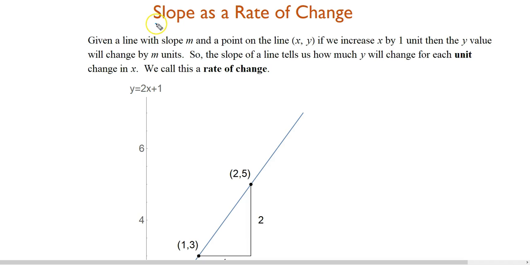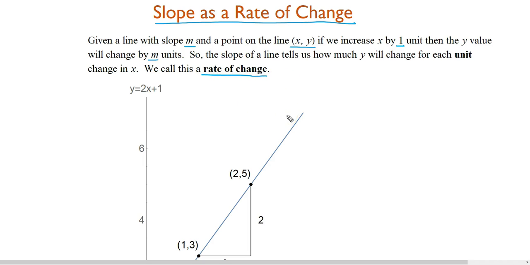Now let's review the slope as being a rate of change. We mentioned this earlier, so we're just going to look at one example here. If we're given a line with a slope m, and suppose we're sitting at a point (x, y) on that line, then if we increase x by 1 unit, the y value will change by m units, whatever the slope is equal to. So we interpret the slope as telling us how much y will change for each 1 unit change in x, and we call this a rate of change.